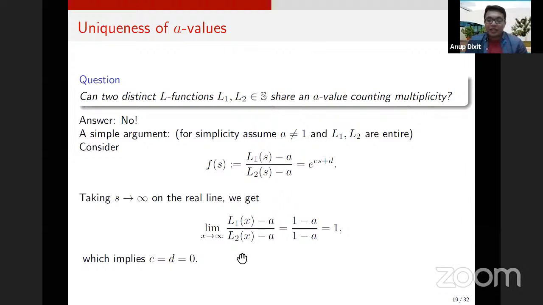So just by virtue of being a Dirichlet series and having an analytic continuation, we can basically show that L1 and L2 cannot share one value counting multiplicity.